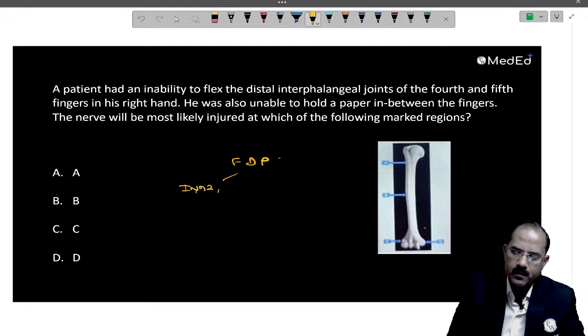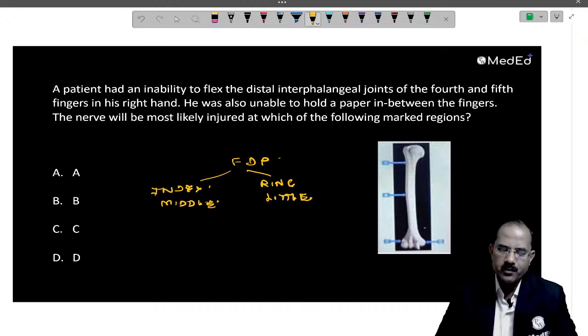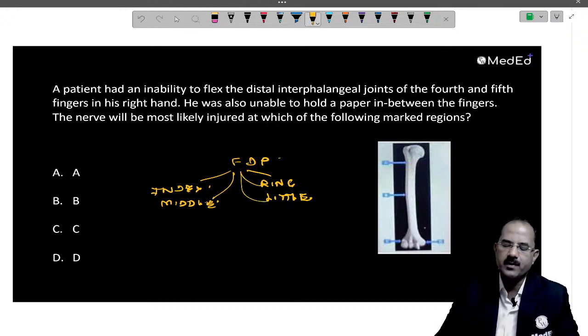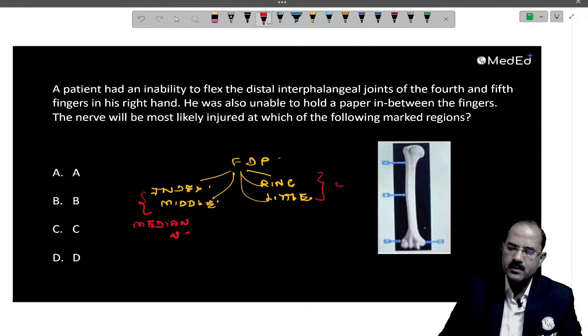I'll make it like this. So flexor digitorum profundus for the index, for the ring and little finger. Okay, so flexor digitorum profundus for the index and middle finger, ring and little finger. So this is supplied by whom? This is supplied by median nerve, and this is supplied by ulnar nerve.